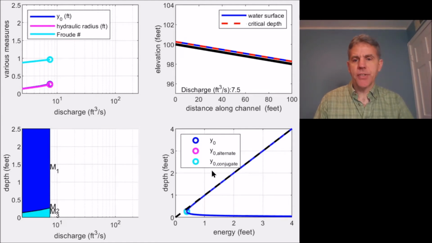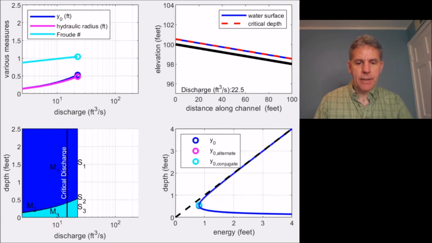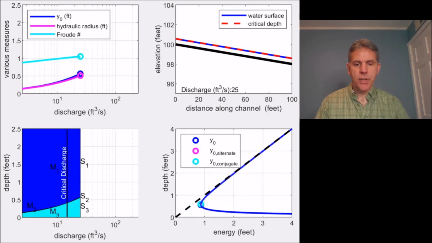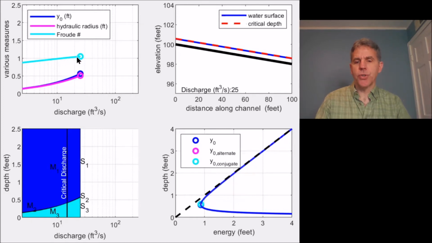Okay, let's set this animation in motion and see what we can see. I'm going to first back up the animation to the beginning and set it forward. There we've crossed critical, the discharge that corresponds to critical conditions, and you can see that the cyan curve, which shows the Froude number, has shifted from something less than 1 to something greater than 1, crossing that threshold along this vertical line.